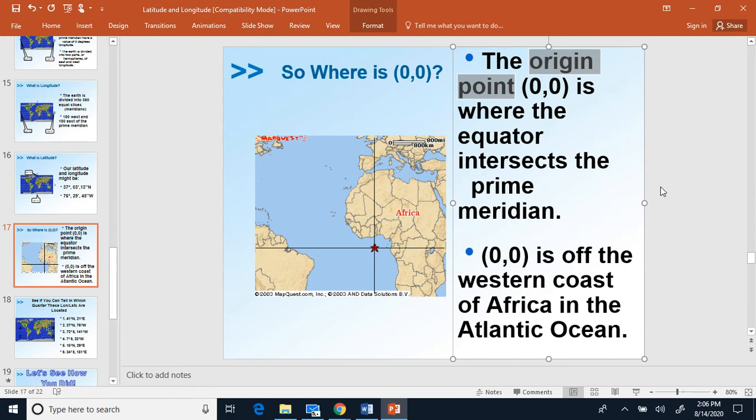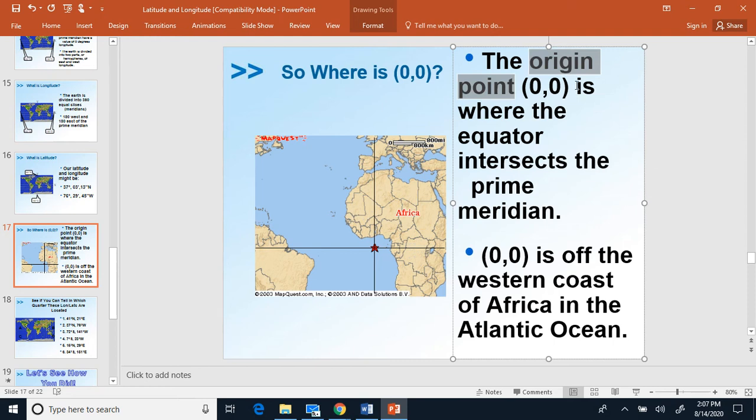What does origin point mean? Well, the origin point is where the equator and the prime meridian intersect, where they meet. So where the equator and prime meridian meet, that is the origin point. That's 0 x and 0 y. So that's our point of origin. Now you would think there would be something cool there where the equator and prime meridian meet, but there isn't. It's just water. There's nothing interesting there, just water. It's off the coast of Africa.